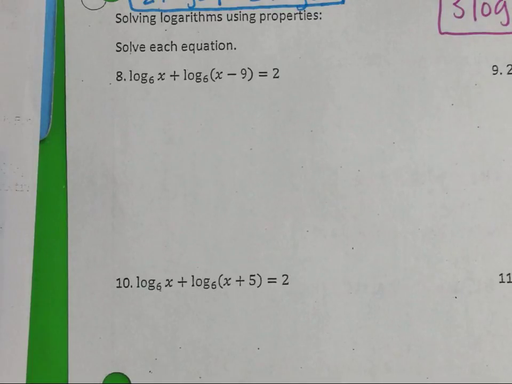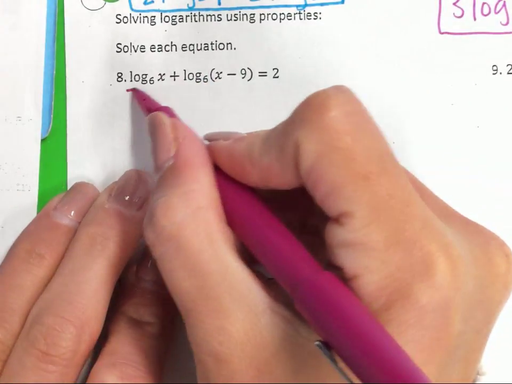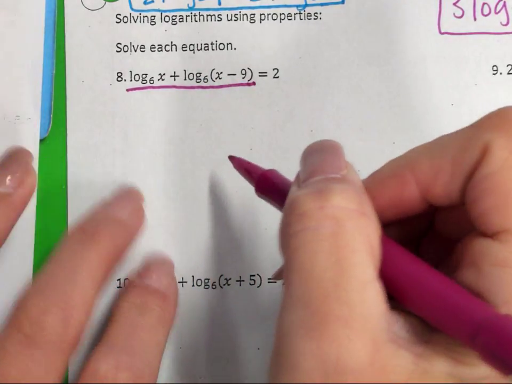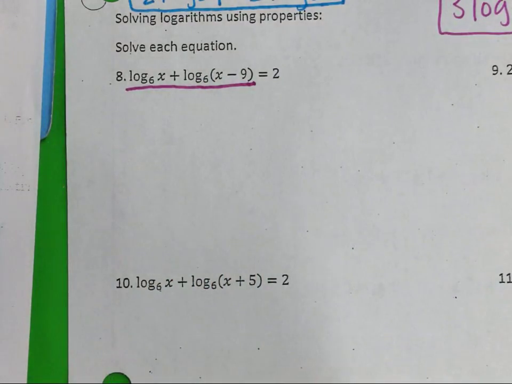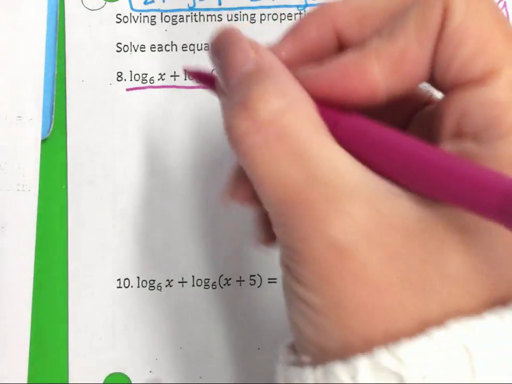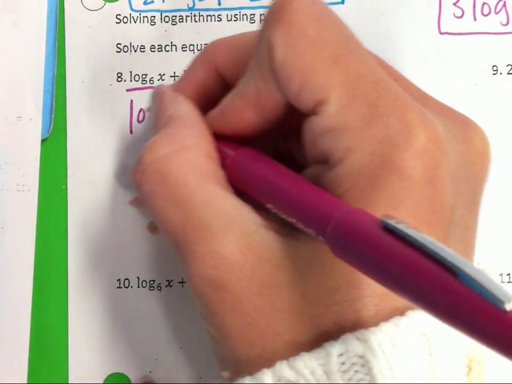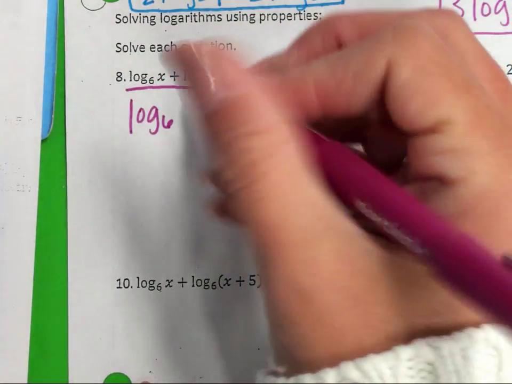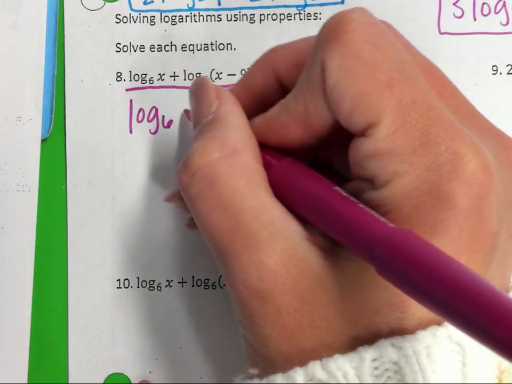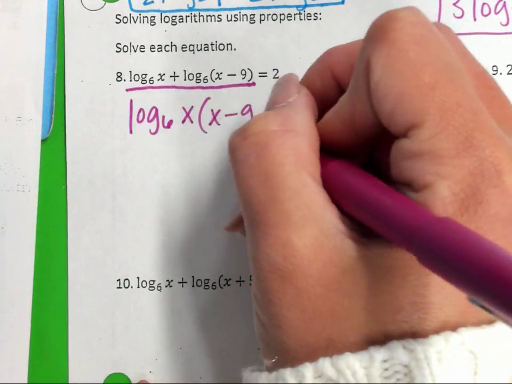Can one person tell me why? Yes, thank you. They're on the same side. Now, you're used to them being 1 on each side, correct? But we can turn this into a single logarithm now using properties. What property are we going to use? Product. Why? Because there's a plus sign. Good. So I could rewrite this as log 6. And what am I multiplying together? Very good.